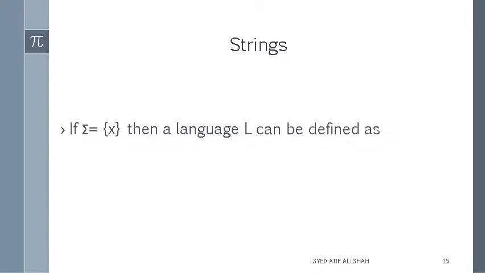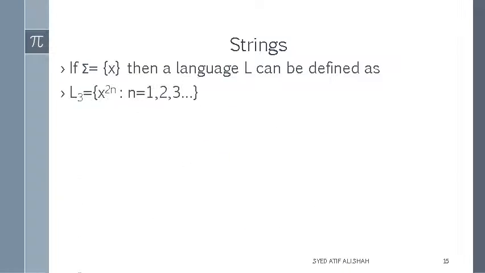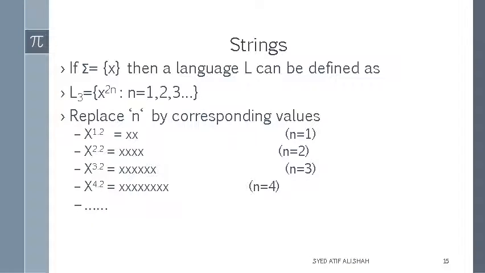Here is another example with the same alphabet, that is x. L3 is equal to x^2n. Now n is multiplied by 2 in each step. Again we will replace n by the corresponding values. So for n = 1, when it is multiplied by 2, it becomes two times x. Then four times x, six times x and eight times x. This is also an infinite language because it contains infinite strings.